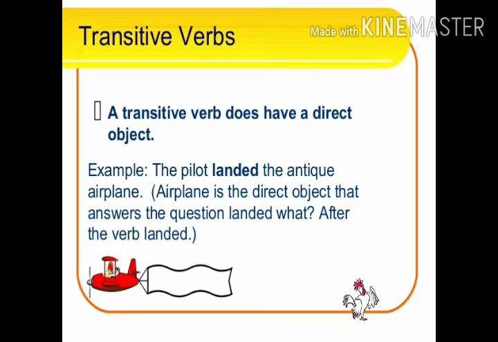Now we will see the transitive verbs. A transitive verb has a direct object. That means when the action denoted by the verb passes from the subject to some object, the verb is a transitive one. The object can be found by asking these questions: the subject did something to whom, or the subject did something to what. For example, the pilot landed the antique airplane. Airplane is the direct object that answers the question landed what after the verb landed. So by asking the two questions, whom and what, we can easily know the transitive verbs.